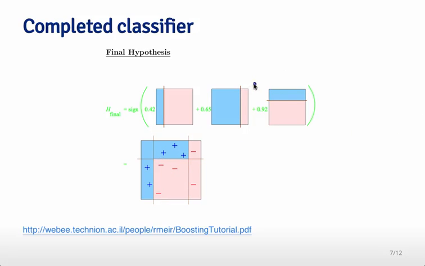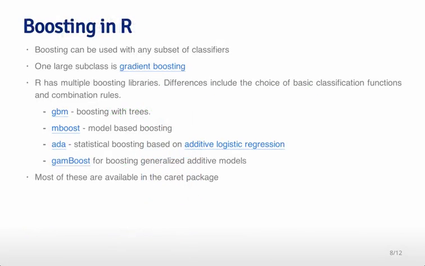So in each case, each of our classifiers was quite simple. It was just a line across the plane, and so it's actually quite a naive classifier. But when you weight them and add them up, you can get quite a strong classifier at the end of the day. Boosting can be done with any subset of classifiers.